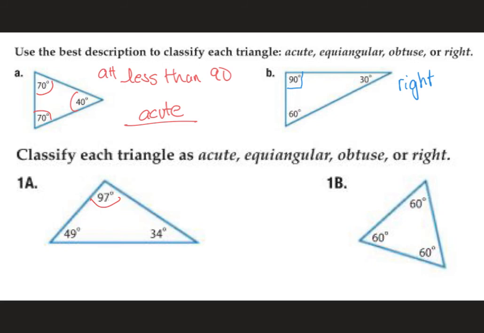Next example, one of the angle measurements is 97 degrees, which is more than 90. And all the others are less than 90. So because of that one angle, this is considered an obtuse triangle. For my last example, all of the angle measurements are exactly the same. They're 60 degrees. So because all the angles are exactly the same, it's called equal angular.